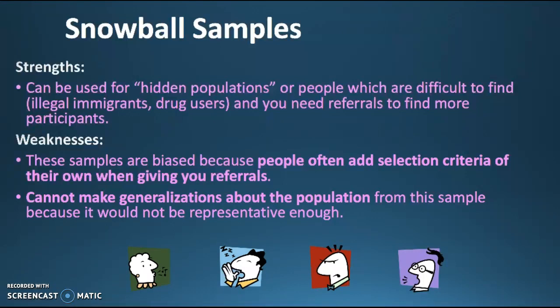So they're like, oh yeah, Joe would be good to talk to, or you should go talk to Jose, or you should go talk to Mikey. And you're like, well, okay, so you're not in charge of your sample anymore. They are, because they're picking and choosing who they give to you. You can't make generalizations about the population because it really wouldn't be representative enough. You wouldn't get the variety you need in the group because of that.